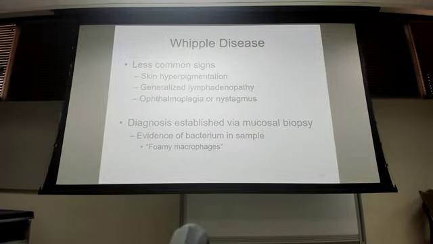We have some less common signs, but they can still present. Skin can get hyperpigmented, generalized lymphadenopathy. So if you see that, you're worried about something systemic going on, right? And then ophthalmoplegia or nystagmus. What's ophthalmoplegia? Paralysis of the muscles that move the eye.